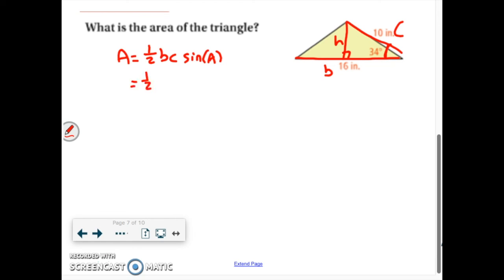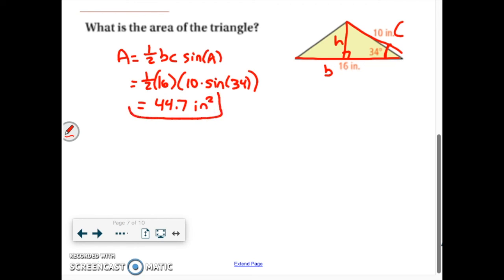So what I can do is go right into the calculation step. B is 16. C they gave us as 10, and then the sine of 34, which is the angle that we knew this time. We can go straight to the formula and then get some calculator work going. We have about 44.7 square inches for the area of that triangle. So again, that works when you have side, angle, side instead of a height. If you have a height, then that's obviously going to be your best formula.